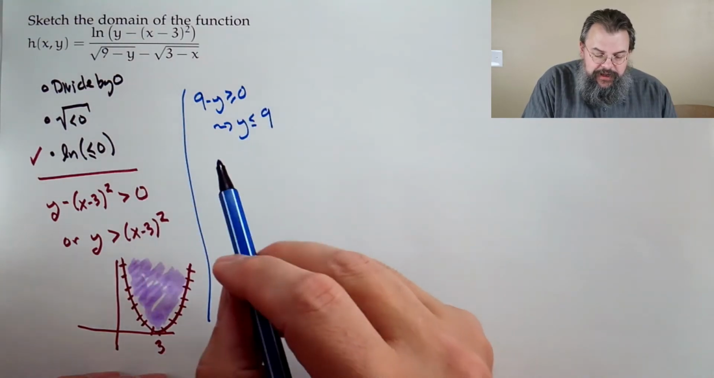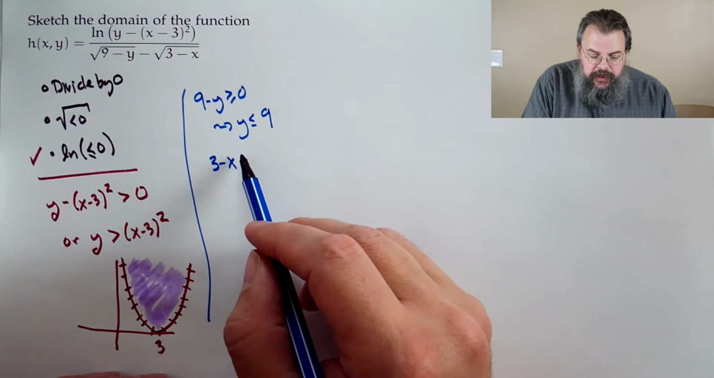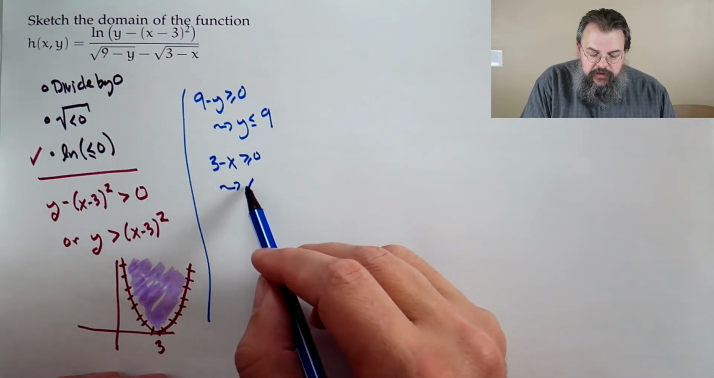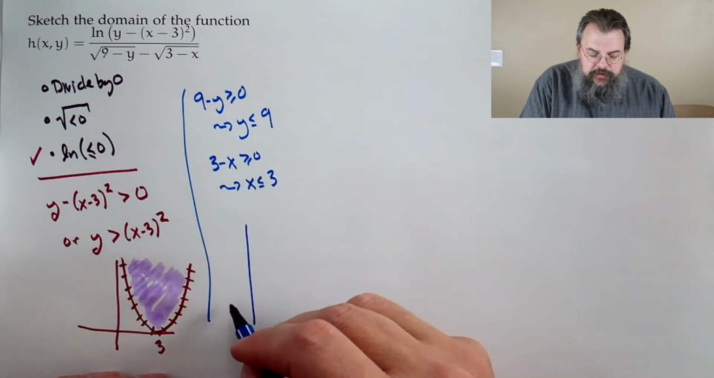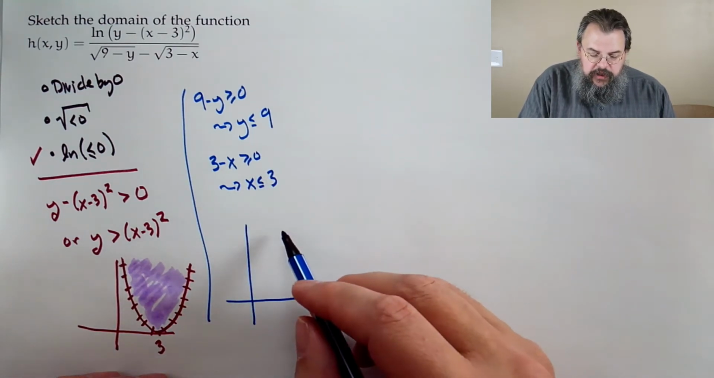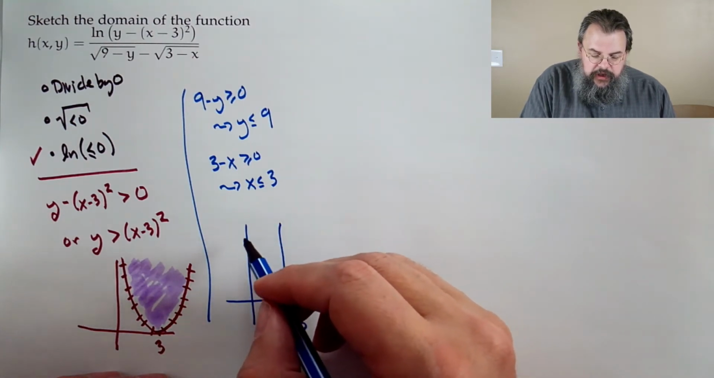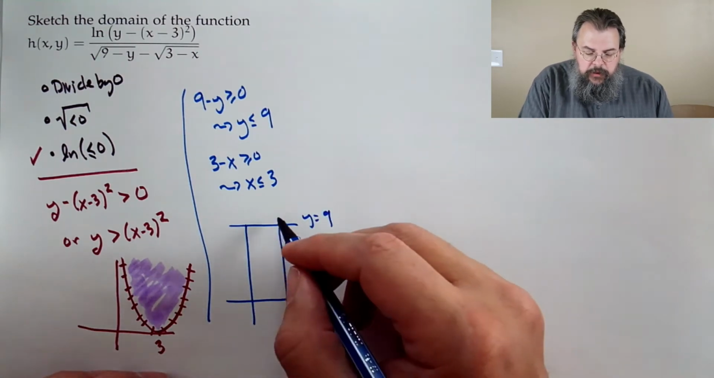Here, 3 minus x. That has to be, again, greater than or equal to 0. Well, what does that tell us? It tells us x has to be less than or equal to 3. So in terms of our sketch, we say, look, here's this line, x equals 3. There's this line, y equals 9. And we want to do what?